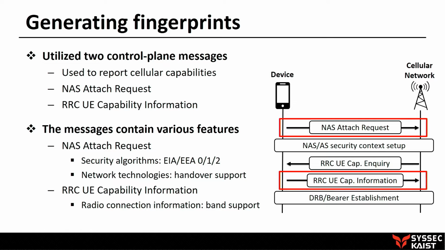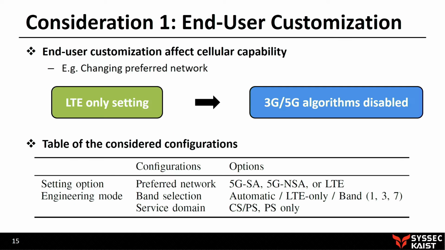Even though we attempt to use these messages to construct the fingerprint, we cannot directly use them because of two considerations. The first consideration is that end users' customization affects cellular capabilities. For example, if we configure the device to only use LTE, all 3G and 5G algorithms are disabled in the device, and the device reports its capabilities without 3G and 5G algorithms.